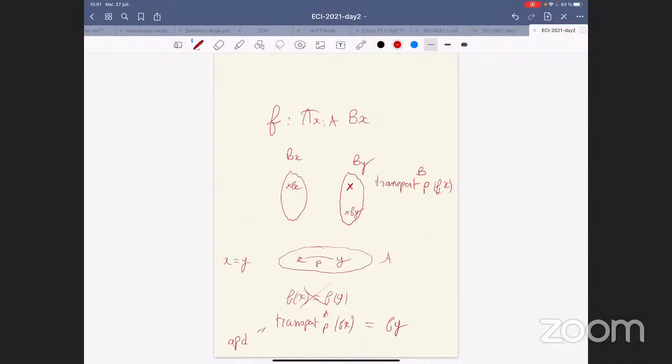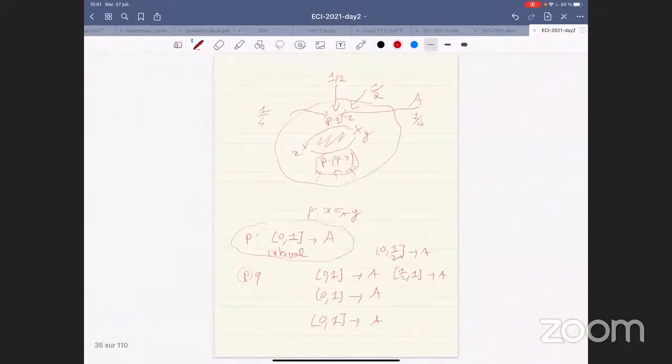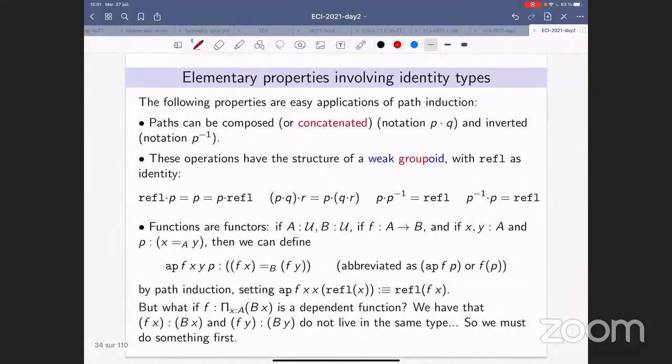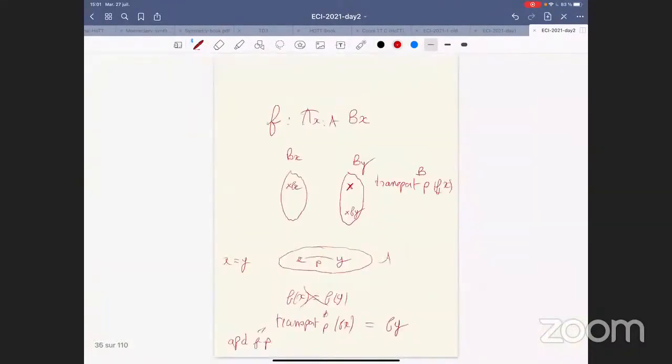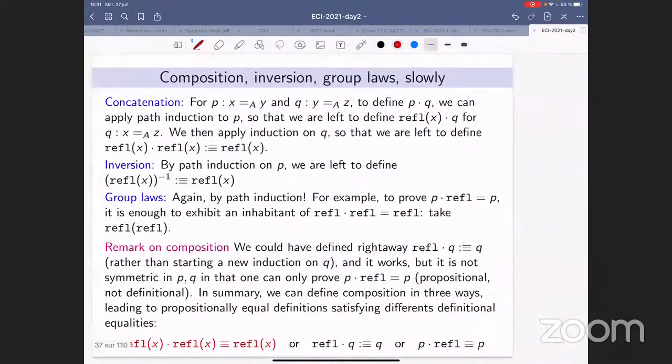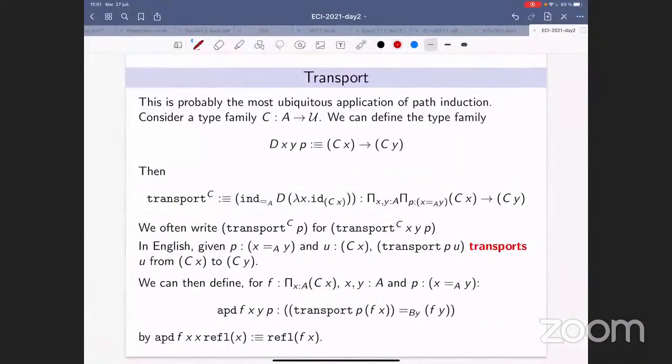So we will define one guy witnessing this equality, and this guy will be called AppD applied to F and P. Morally, it is the dependent version of app applied to F applied to P. Okay, so with these topological explanations, we can start and define first transport and then AppD.